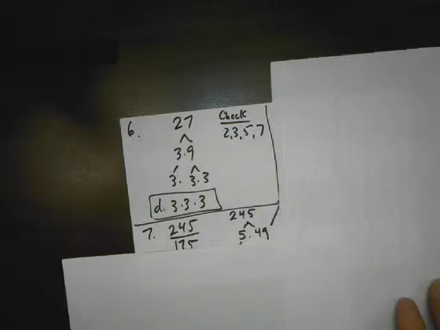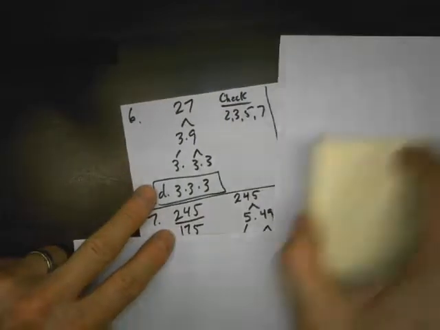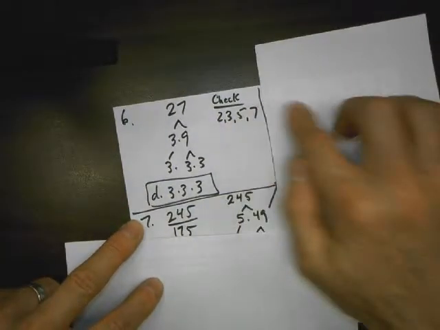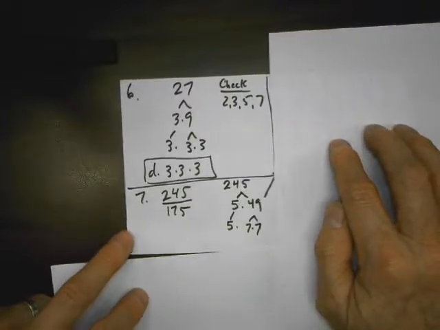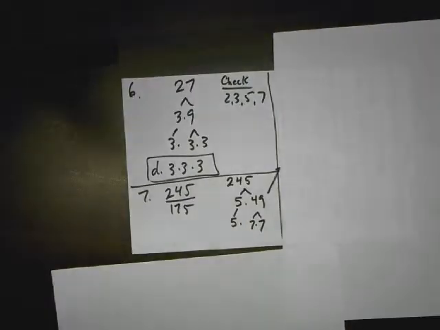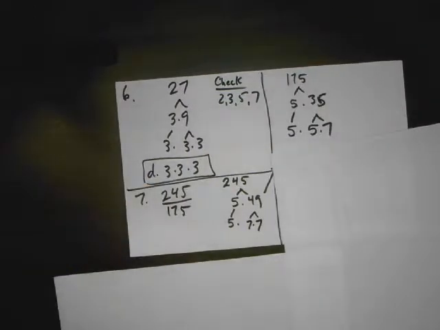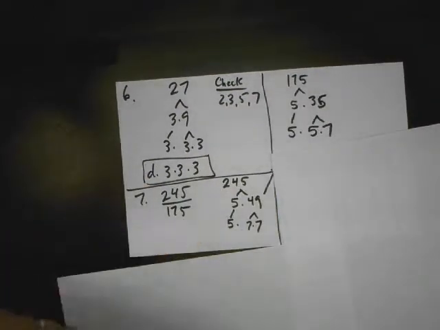7 says 245 over 175. We have to simplify this fraction. So we're going to do our factor trees. Again, we're going to check 2, 3, 5, 7, right? Keep breaking it down until we can't break it down anymore. That's what the prime factorization for 245 looks like. And this is what 175 looks like. So I simply put 245.